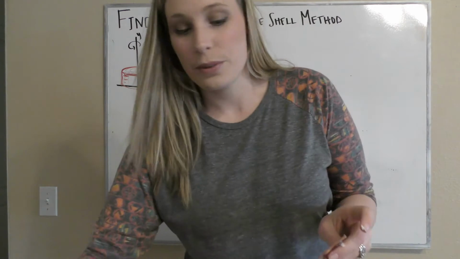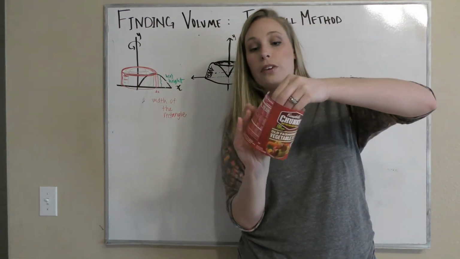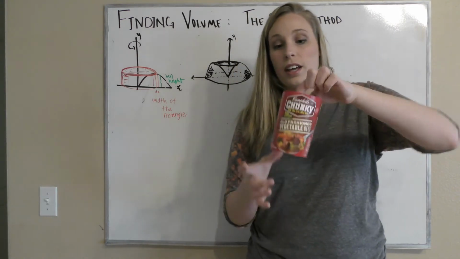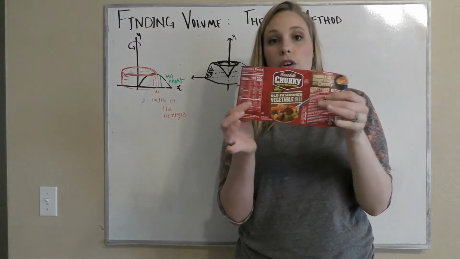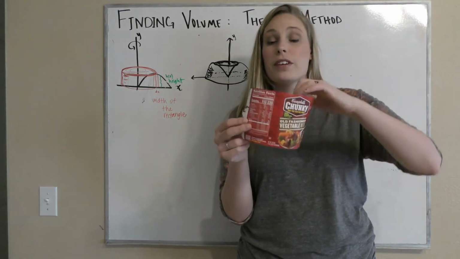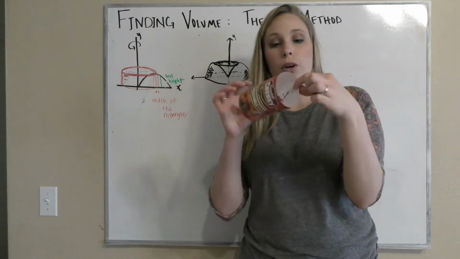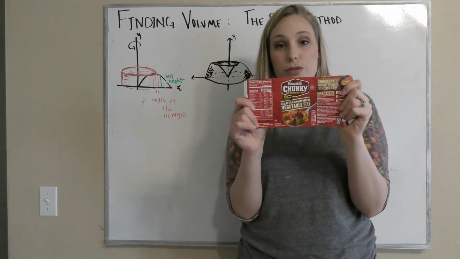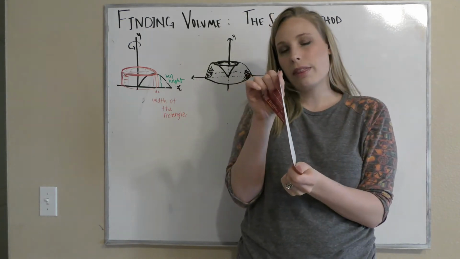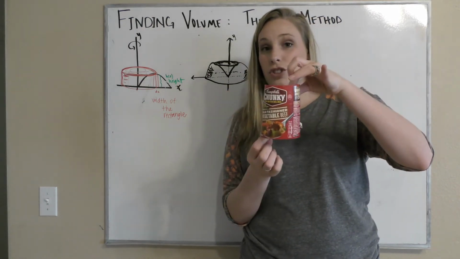Okay, so we have this, and around it, it was a shell. How do I find the volume of this piece of paper? How do I find the volume of this shell? Because it's hollow. Well, if I can find the surface area and multiply it by the width, that's going to give me the volume of this shell.